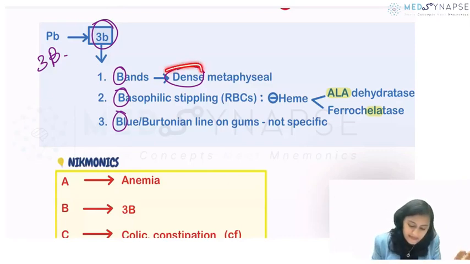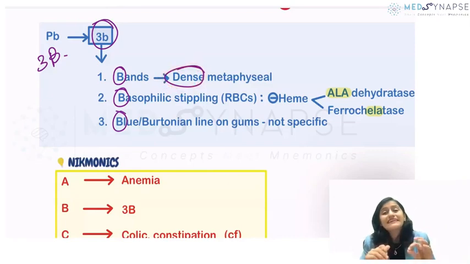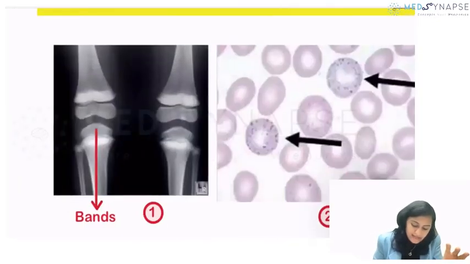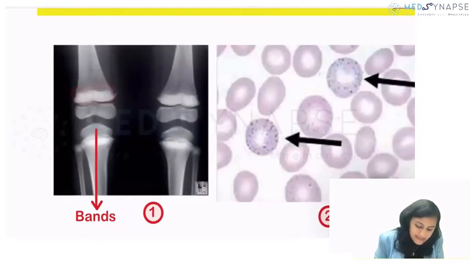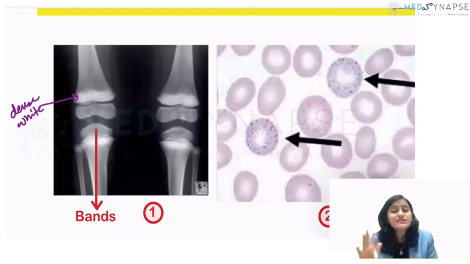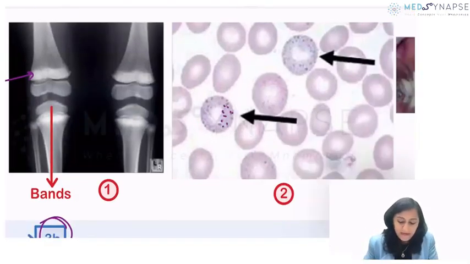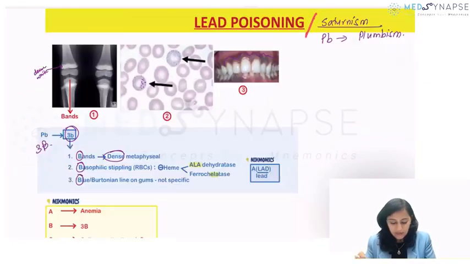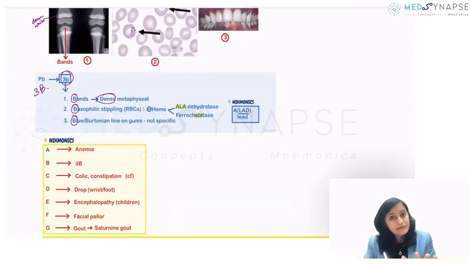So remember that in lead poisoning, you have dense metaphyseal bands, not lucent. So look at this one. Dense means white. In radiology, dense means white. You will see the dense metaphyseal bands, not lucent. Lucent is seen in leukemia. This is the basophilic stippling, blue color basophilic stippling, and the Burtonian line. So this is the 3B.